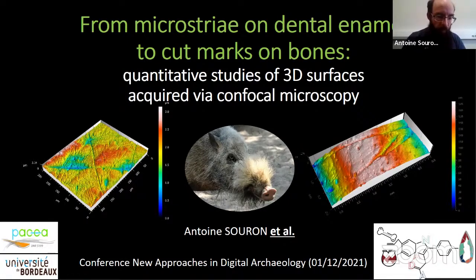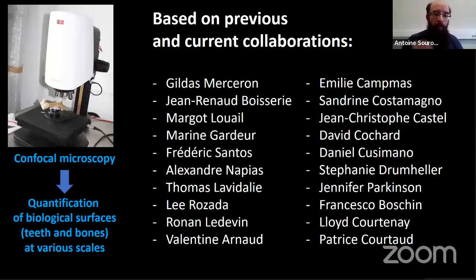So the idea is more to present some quick case studies and to show the potential for the studies. And this, of course, was done with lots of collaborators, some colleagues, some students, on the microwear part, also for the bone taphonomy part, and in both cases, try to understand how to use confocal microscopy to better quantify biological surfaces on teeth and bones using various scales, a very, very microscopic scale for the microwear, and something more macroscopic for the cut marks and other types of bone surface modifications. So I would like to thank all my collaborators for this particular project.